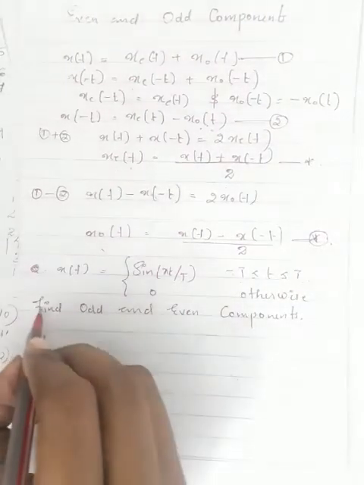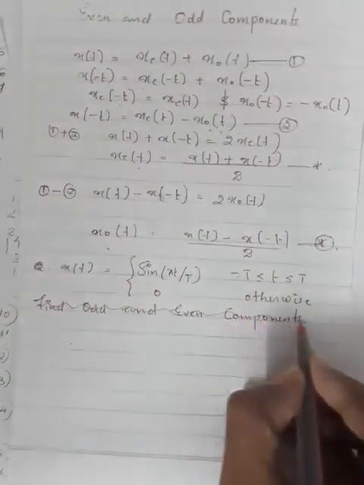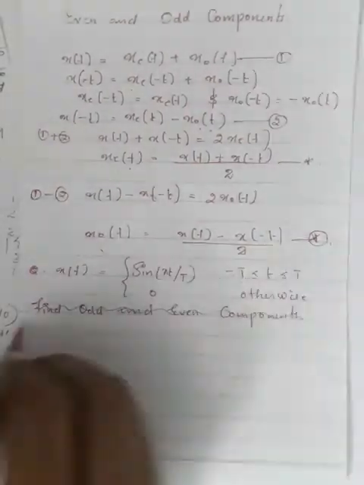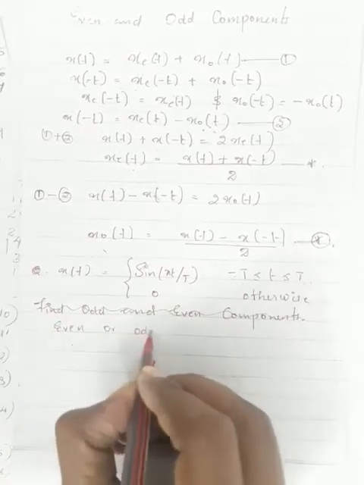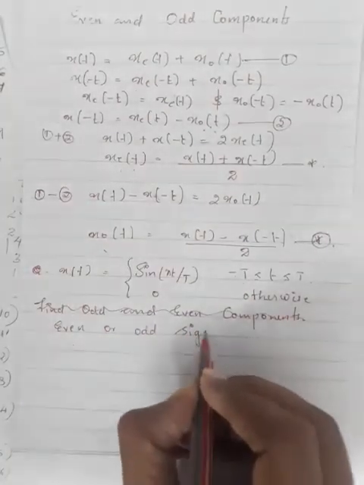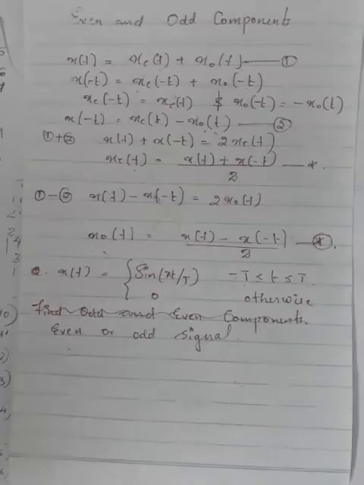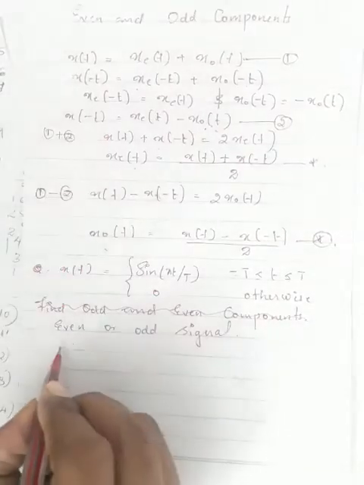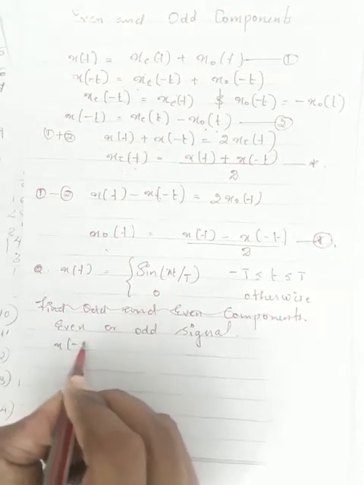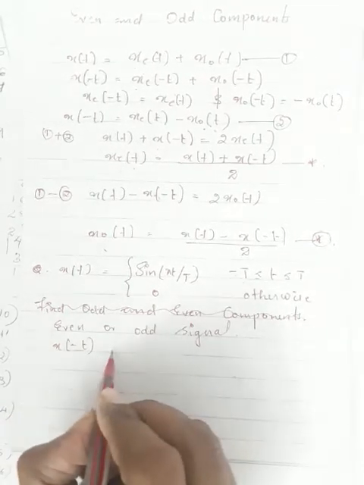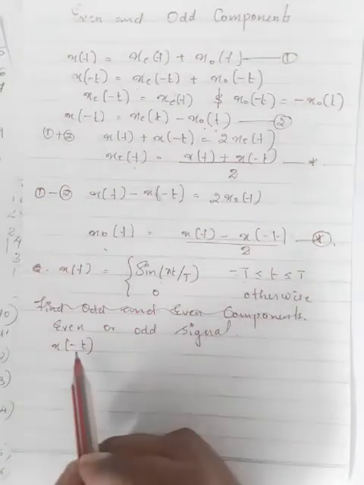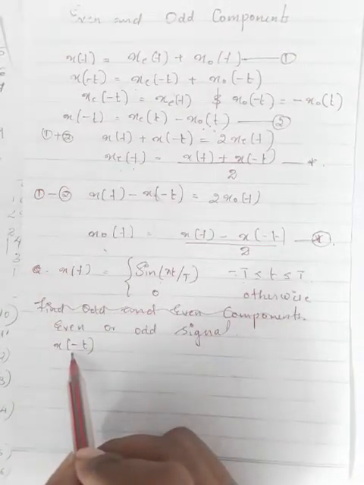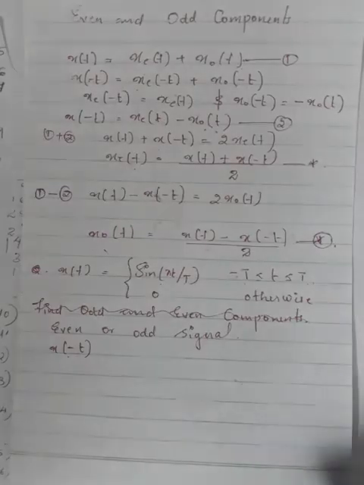Sorry, this is not the question. Find whether it is an even or odd signal. Whether it is an even signal or whether it is an odd signal, that is the question. So we have to find out x of minus t. If it is an even signal, x of minus t will be equal to x of t. If it is an odd signal, x of minus t will be equal to minus x of t.